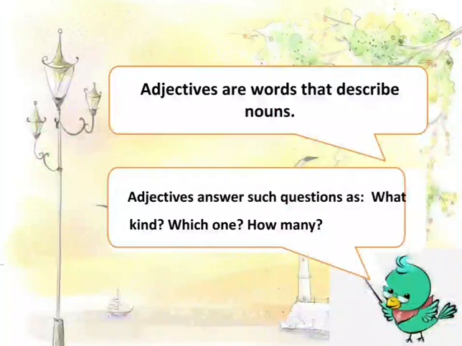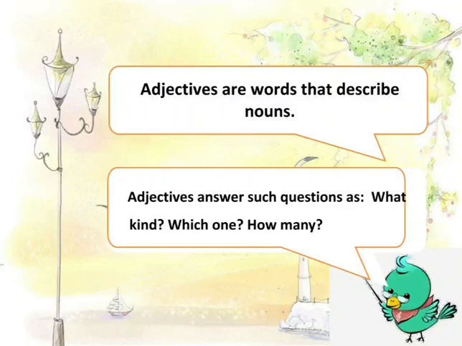Now, what are adjectives? Adjectives are words that describe nouns, or the words which describe the quality of a noun or a pronoun are called adjectives. Basically, an adjective is placed before a noun or a pronoun. So adjectives answer some questions like what kind? Is it a scooter or a car? Which one? Which car are we talking about? Red or green? How many? One car or two cars?